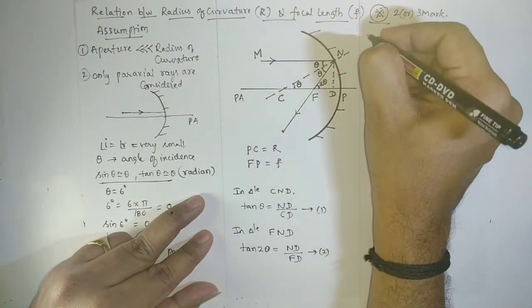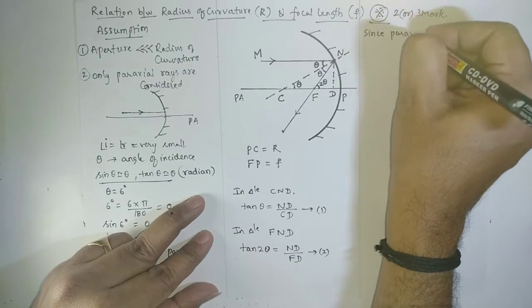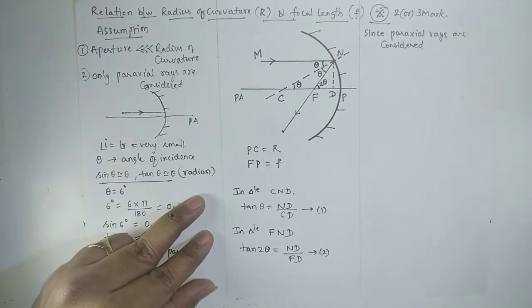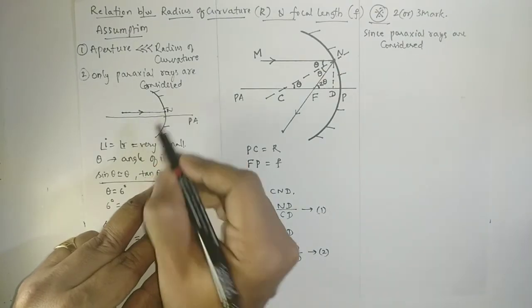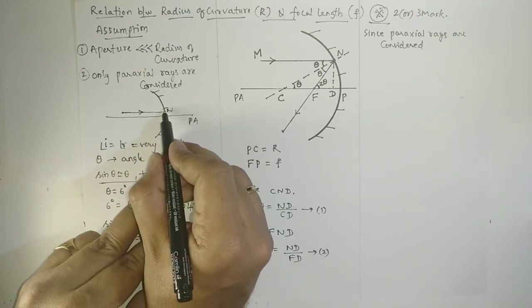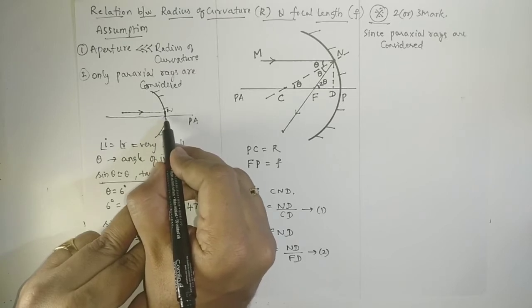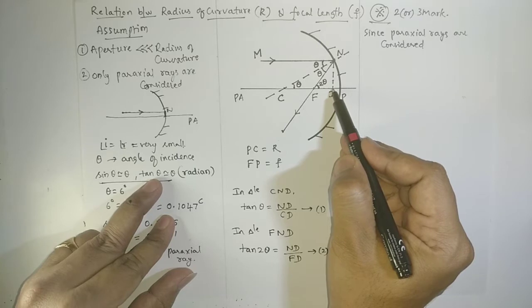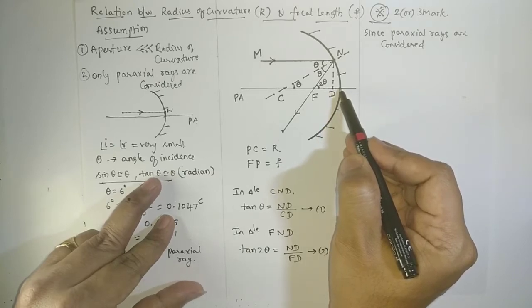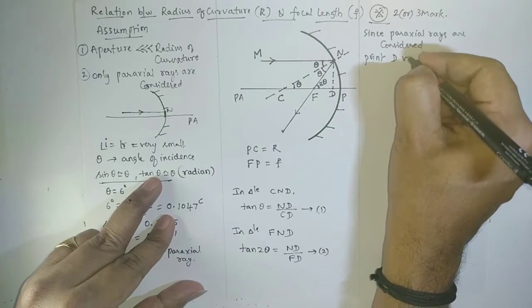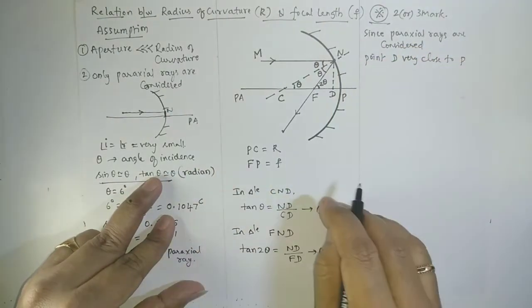Now you can see that here we are considering the paraxial rays. Since the paraxial rays are considered, this will be your point of incidence, something like N. If you drop a perpendicular from N to the principal axis, you can see that the point where the perpendicular meets the principal axis will be almost at the point of incidence itself. So if you consider a paraxial ray and drop a perpendicular from the point of incidence to the principal axis, the point where it meets will be very close to the pole of the mirror. As a result, we can say that as the paraxial rays are considered, point D is very close to point P, that is the pole of the mirror.